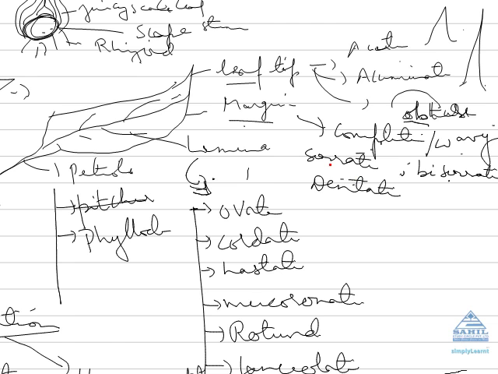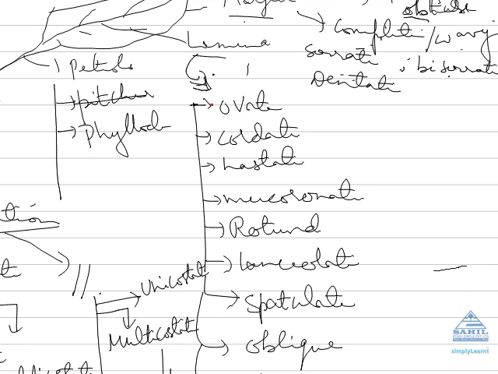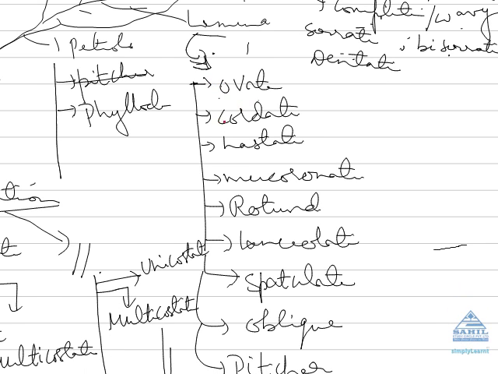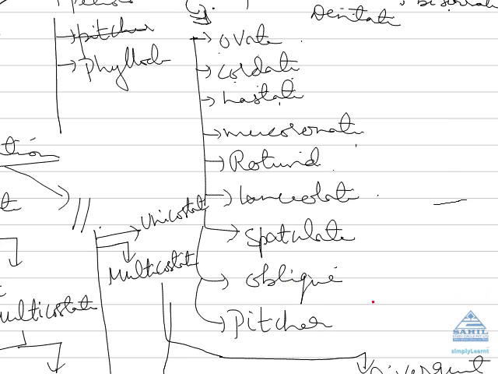Example in Bryophyllum. Now coming to lamina. Lamina is the main part of the leaf. Lamina has different modifications. If the leaf is oval, ovate, example China rose; cordate if it is heart shaped, example Piper betel, the paan. Hastate if it is arrow shaped. Mucronate if it has a mucro tip. Rotundate if it is round, example in lotus. Lanceolate, example Ashoka plant, Saraca indica. Spatulate. Oblique if it is oblique shaped. Pitcher, example in pitcher plant, the Nepenthes species.